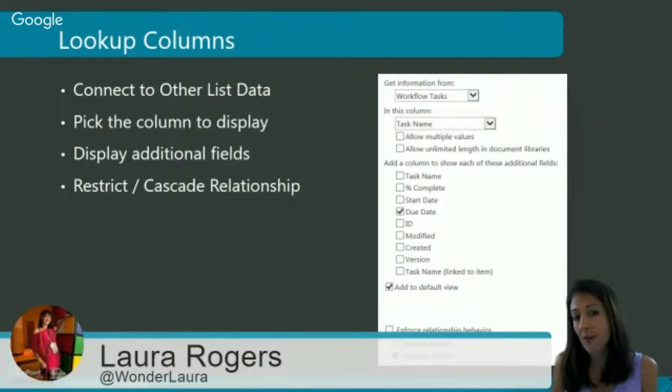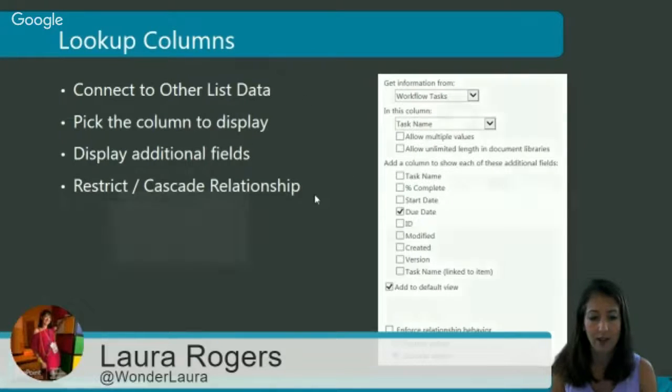In a lookup column, the value in the column is really stored as the ID of that item. So if you change the title or some value in that item, it's not going to break the lookup, because the ID of the item is what's getting stored in there. And a choice field is just text. It's just the text of what that value is. So you pick the column you want to get information from, and then you pick what column you want to show, and you can display additional fields. We're going to go through all these different things.